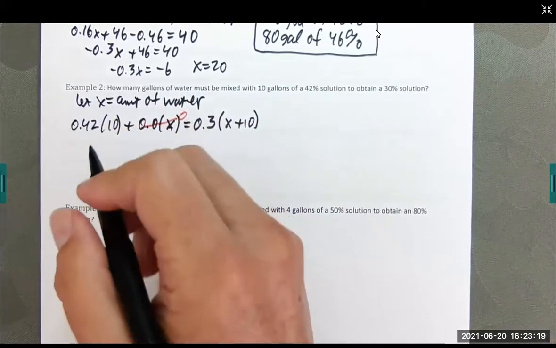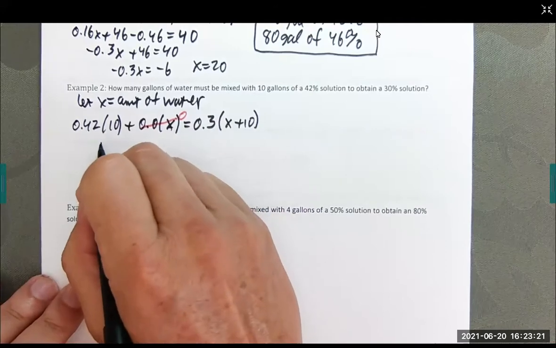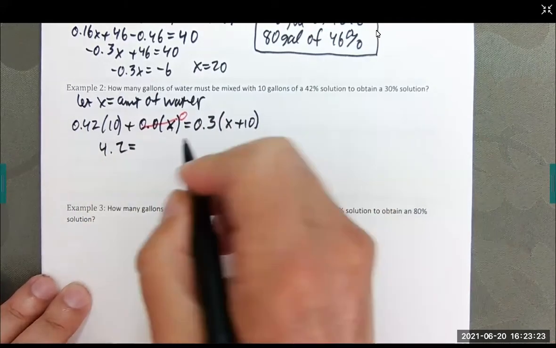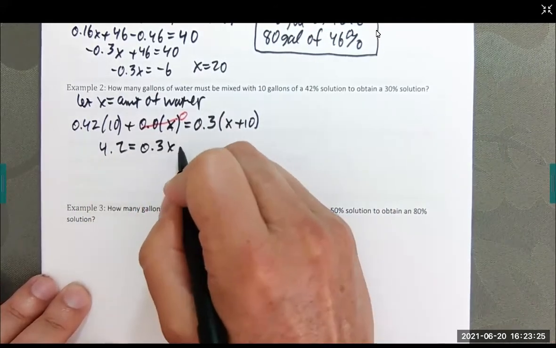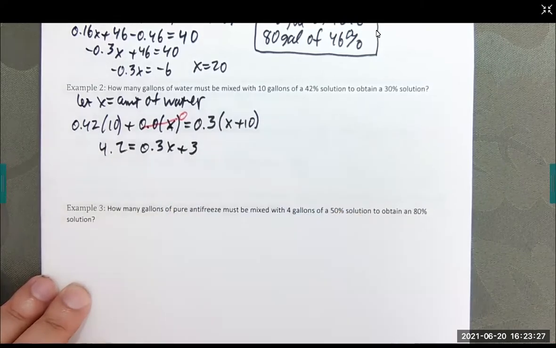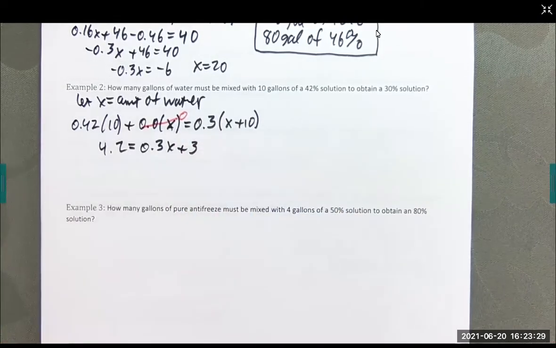And 0.42 times 10 is 4.2. 0.3x plus, and that just becomes 3. 0.3 times 10 is just 3, right? It moves the decimal one place.